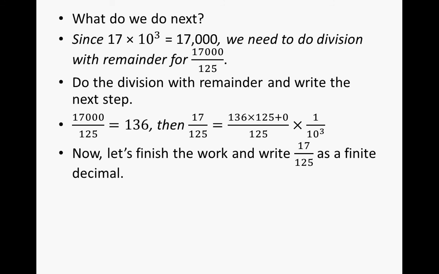Now let's finish the work and write 17/125 as a finite decimal. So 136 times 1 over 10 to the third power, which is 136 over 10 to the third power, which is 136 thousandths.